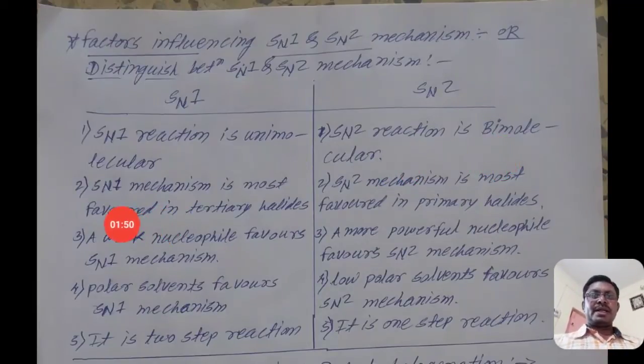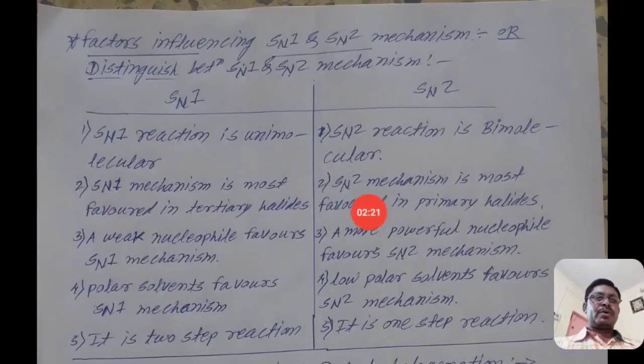The second point is that the SN1 mechanism is most favored in tertiary halides. The reactivity order of the SN1 reaction is tertiary greater than secondary, and secondary greater than primary. That means tertiary halides are most favorable for the SN1 reaction.